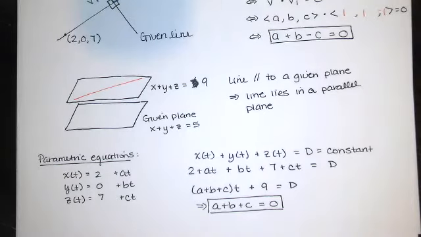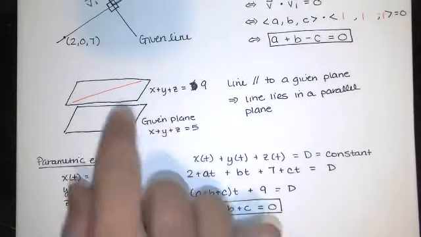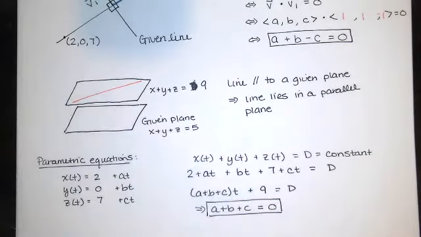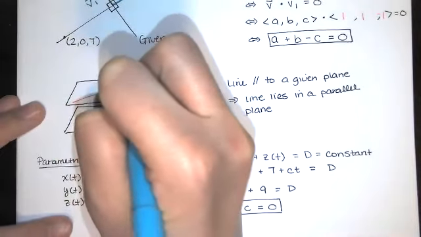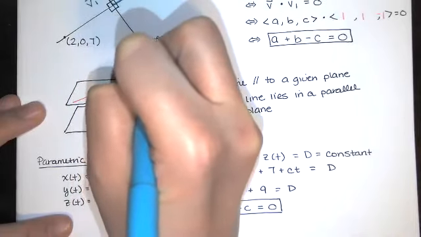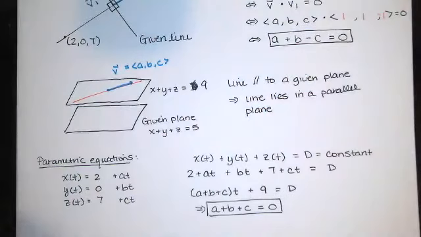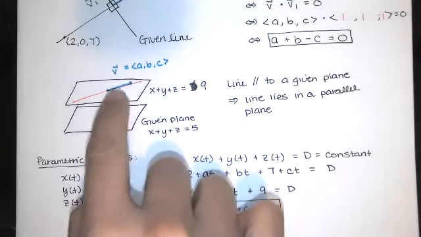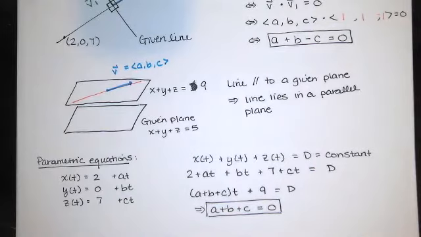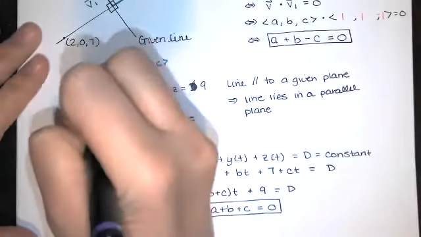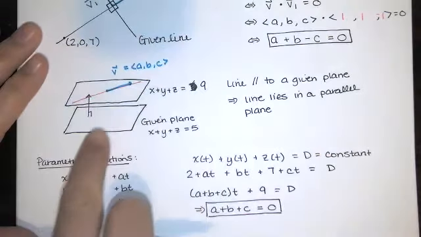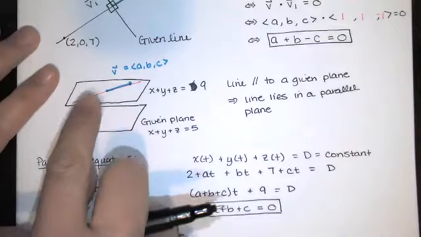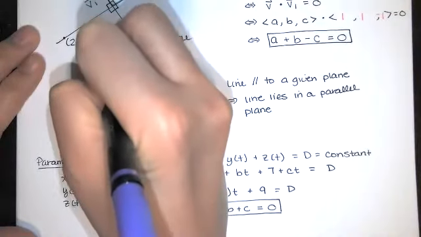Here's an alternative way. So you've got this plane, and you know that this line lies in a parallel plane. And we know that the line that we're looking for has direction vector v, and v has components a, b, and c. Well, if our line lies in a parallel plane, I think we can see that the normal vector for the given plane is equal to the normal vector for the parallel plane.